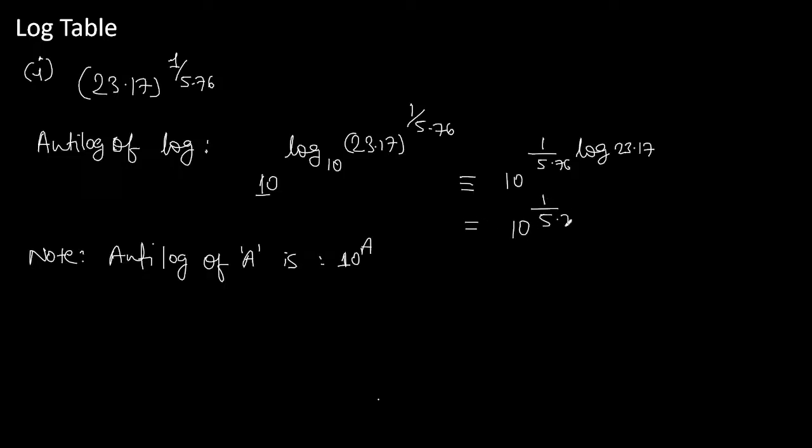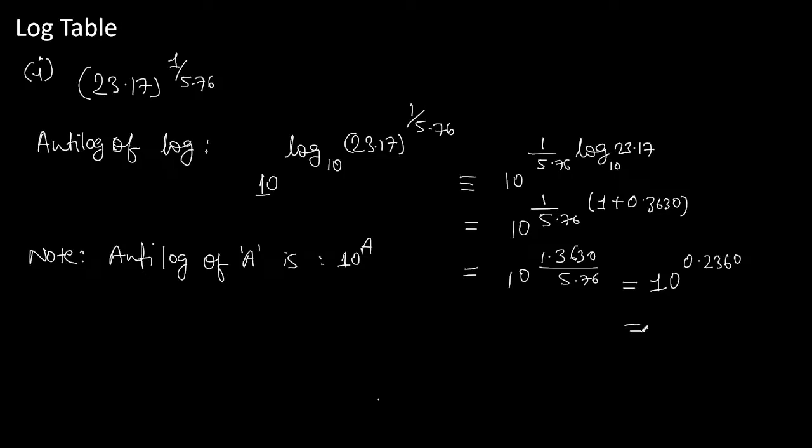1 upon 5.76. See, this is base 10. So can we say 10 to the power 1 is 10 and 10 to the power 2 is 100. So this value is something 1 plus. We got from 23.17 something like 0.6330, that you remember, yes? And simply you will come out to be 1.3630 upon 5.76. This will again come out to be some value 0.2360. Now how to find this value?